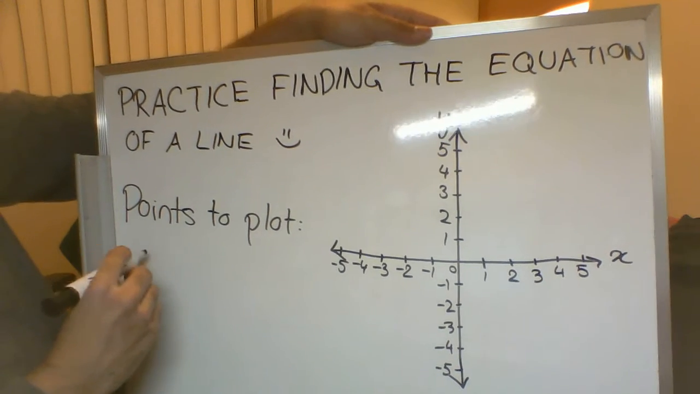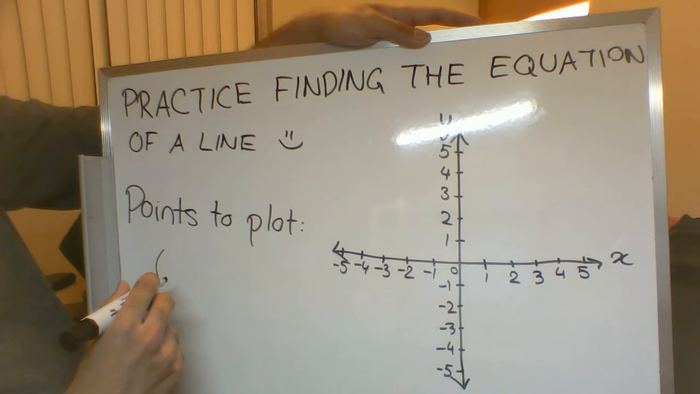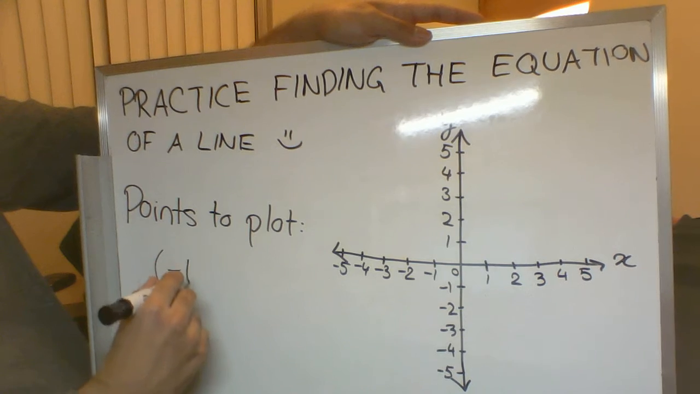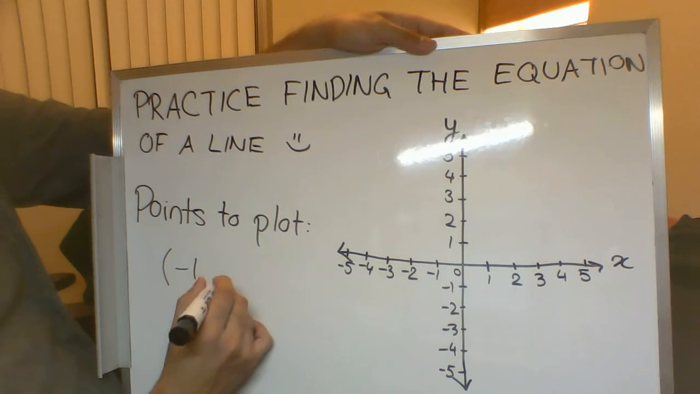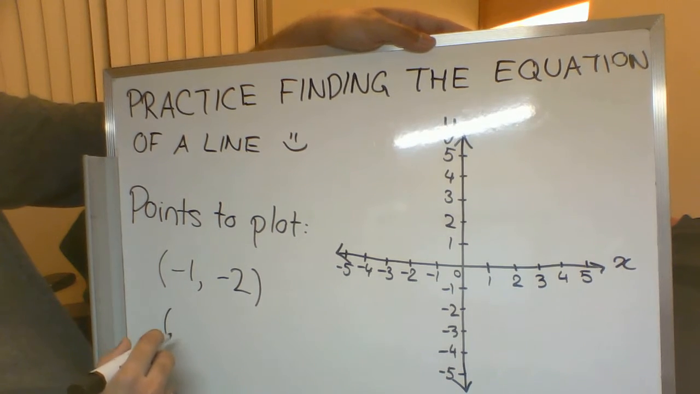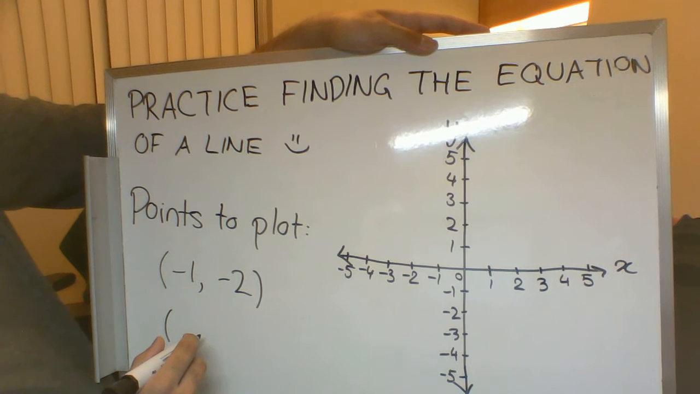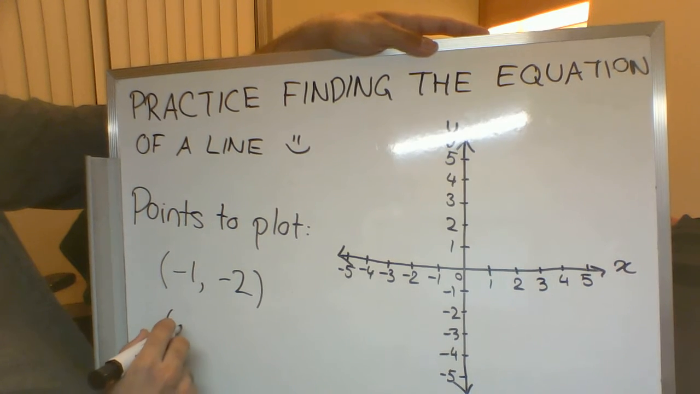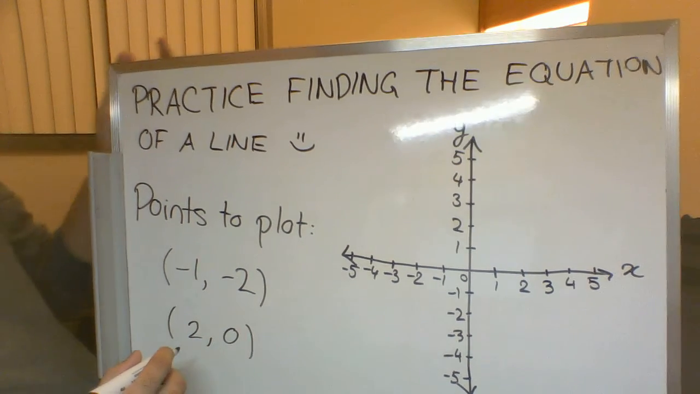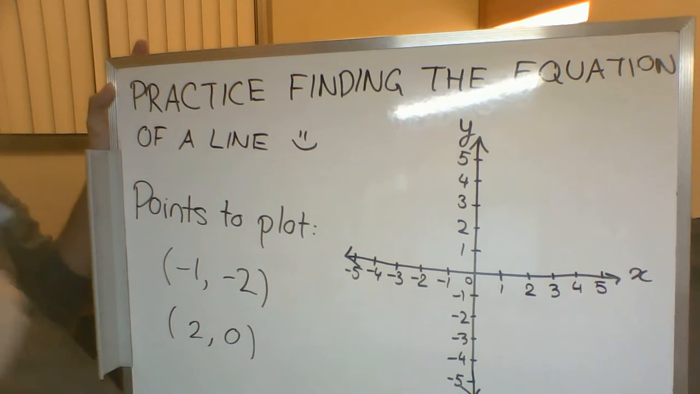So let's plot the points. We'll plot the point -1, -2, and we will plot the point 2, 0. And you know what? We'll actually just plot those 2 points for the first question.